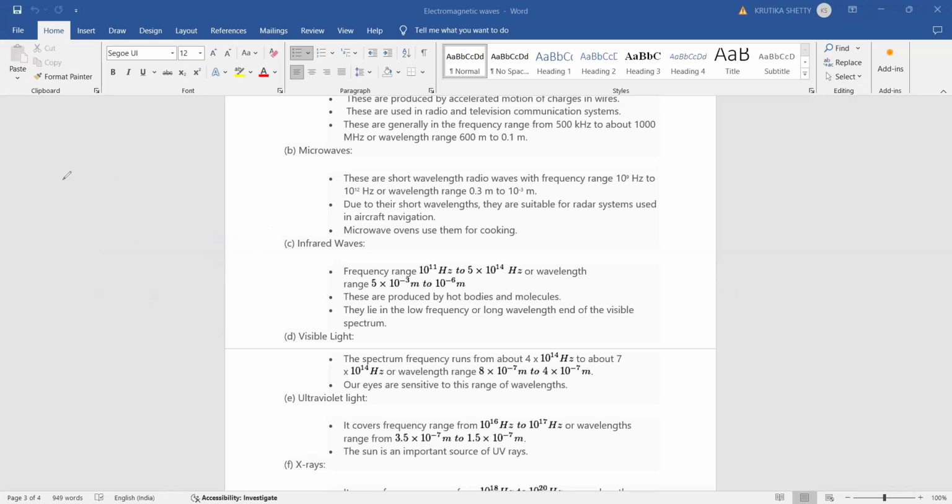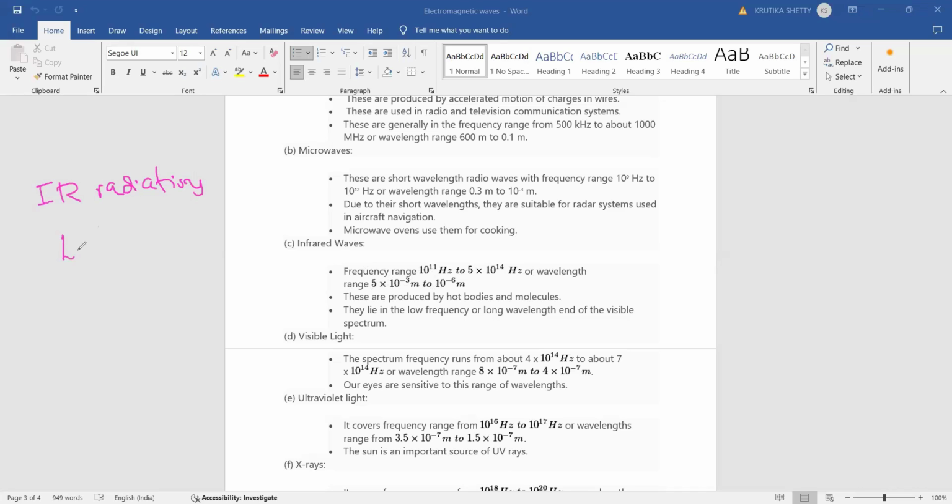These infrared rays are also called IR rays. Shortly it is also called IR rays or IR radiations. These IR radiations have the frequency 10 raised to 11 hertz to 5 into 10 raised to 14 hertz, and the wavelength is 5 into 10 raised to minus 3 meter to 10 raised to minus 6 meters. So this is regarding the frequency and the wavelength. Now what are the uses of the IR radiations?